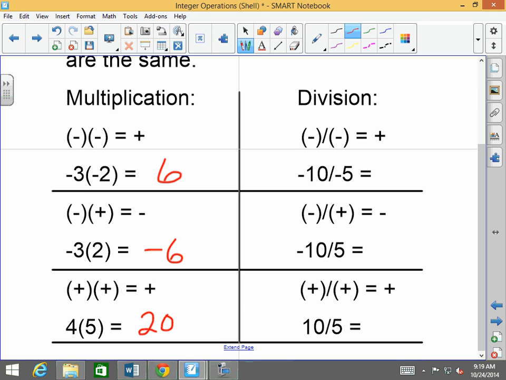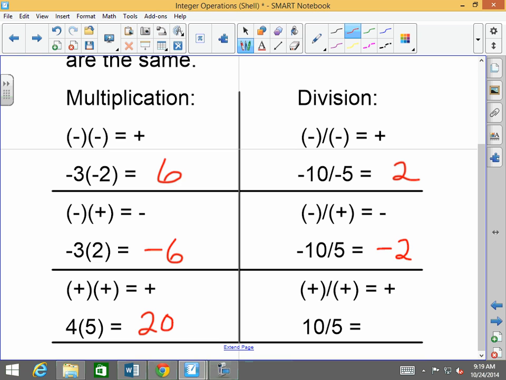The rules for the division are the same. A negative divided by a negative is a positive. So negative 10 divided by negative 5 is a positive 2. A negative divided by a positive is a negative. So negative 10 divided by a positive 5 is a negative 2.